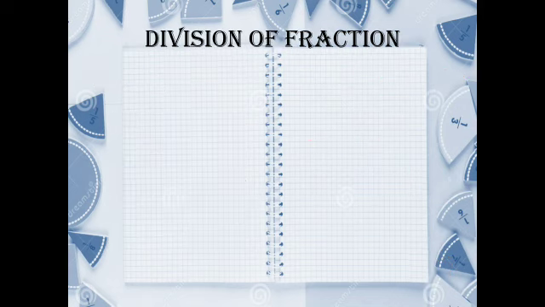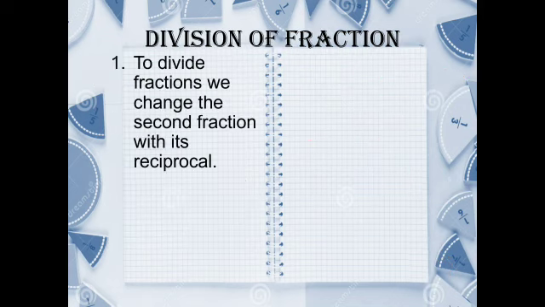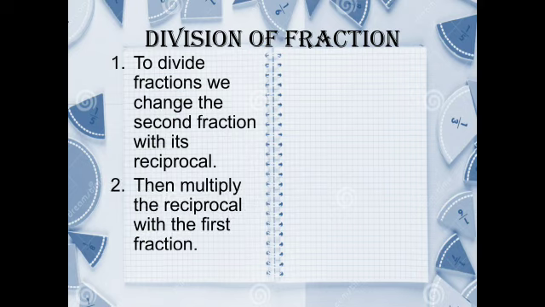I hope it is clear to everyone here. Now division of fractions. To divide fractions, we change the second fraction with its reciprocal. I'll explain this to you while we are doing the sums. Then multiply the reciprocal with the first fraction. Now what we have to do, let's do it with the help of an example. Step by step we will be learning it.